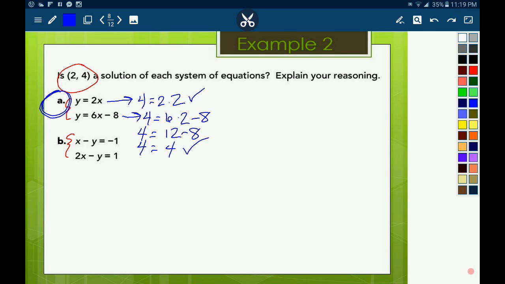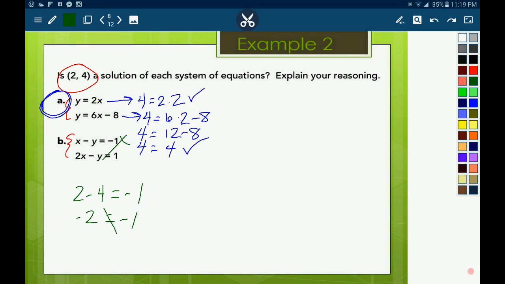Let's check and see if it's a solution to the second system. So we have x minus y, so that's 2 minus 4. Does that equal -1? Well, 2 minus 4 is equal to -2. So because -2 does not equal -1, I can already tell this is not a solution because it did not work for the first equation. Now we can plug it in for the second equation, but we really don't have to because we already know it doesn't work for one. And in a system, the point has to work for both equations or it's not a solution.